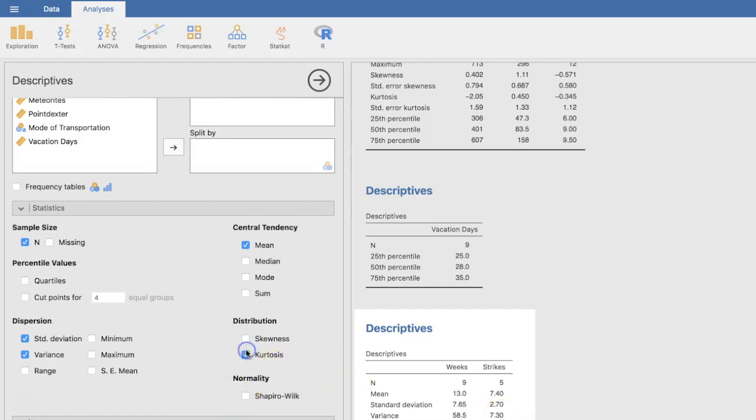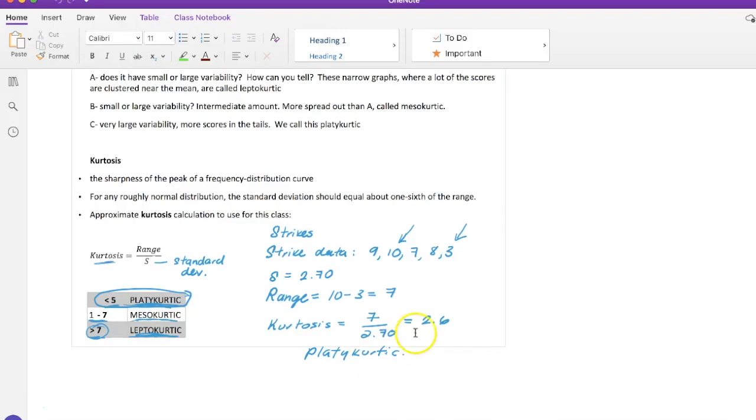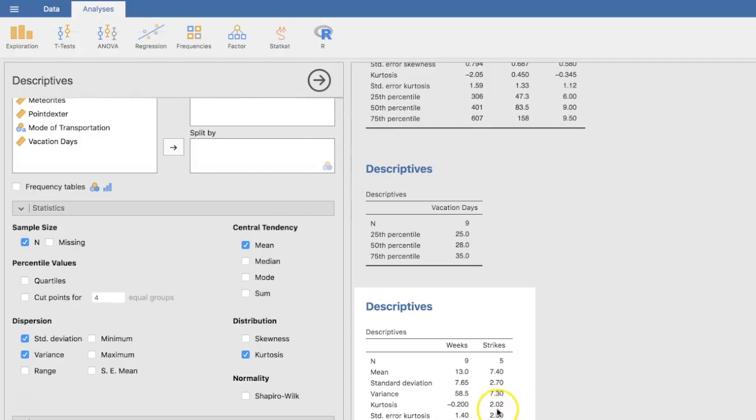We can also get kurtosis. The issue with kurtosis, let me show you in our notes. We got 2.6. Jamovi got 2.02. So there is a discrepancy, and the discrepancy is because Jamovi is using a more precise equation, because Jamovi can actually do harder calculations than we can. So whenever you have to report kurtosis, just make sure you're clear which kurtosis you are reporting: the one from Jamovi, or if you calculated it by hand.